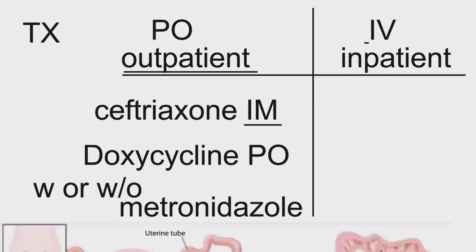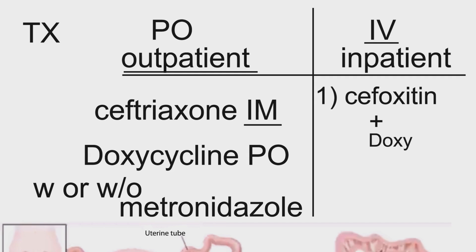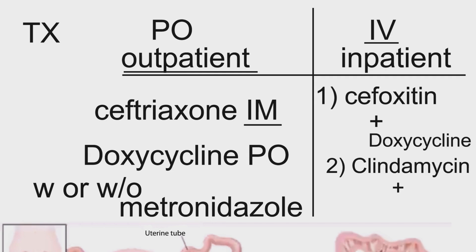Inpatient IV treatment is done if you feel that the patient will not have compliance, or if the patient is very severe in their symptomatology, and that can be decided by a physician based on the presentation. And there's several ways. One way is giving a cephalosporin like cefoxitin plus doxycycline, and then another way is sometimes people are allergic to penicillin, so you give clindamycin and gentamicin. So there's a couple ways of treating it.